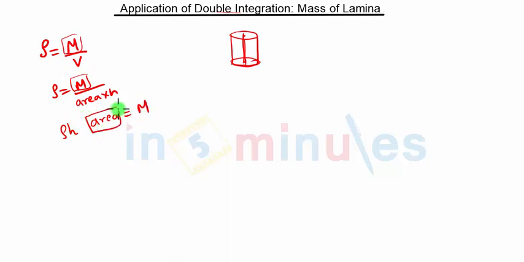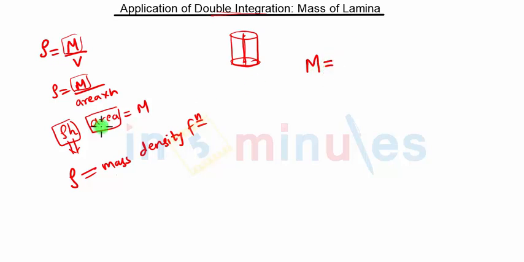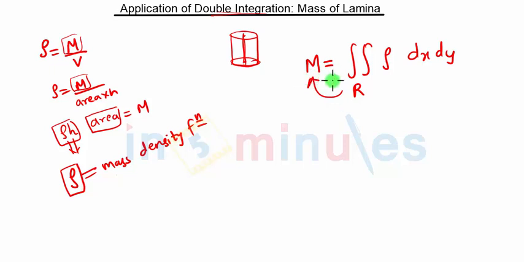We know the formula of area in double integration. This density into height will be another variable, known as the mass density function. This density is different from the earlier density because this one also includes height. So the mass of lamina is the double integration over region R of dx dy, which is the formula of area, but here we also have another term, the mass density function. If we solve this double integration, we will get the mass of lamina.